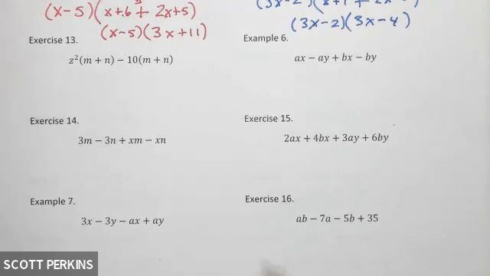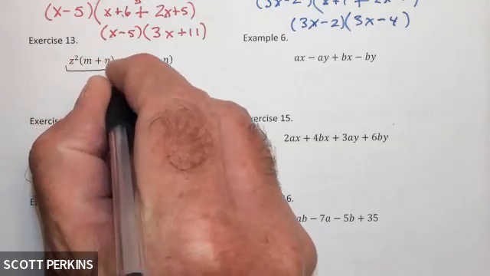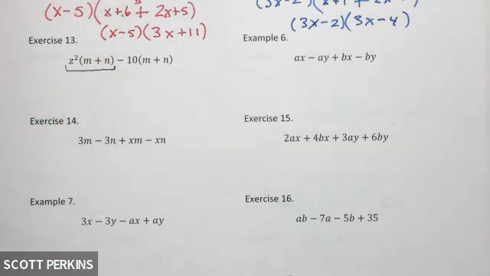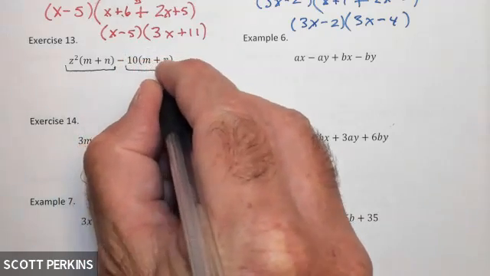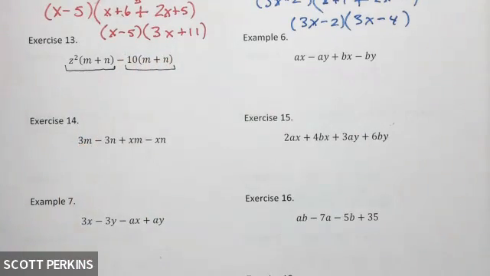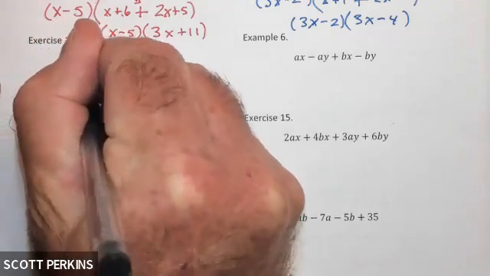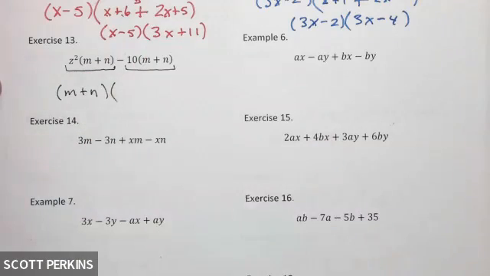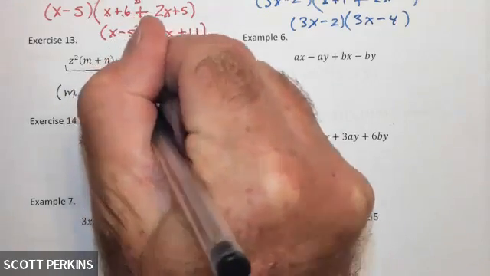Again, on this problem, I have two terms. I've got this first term right there, the z squared and the m plus n. Then I have a second term, 10 and the m plus n. So for those two terms, what do they share? What's in common? That's true, m plus n, great job. From the first term, when I factor out that m plus n, what's left over? Yep, there's two of those z's, z squared.